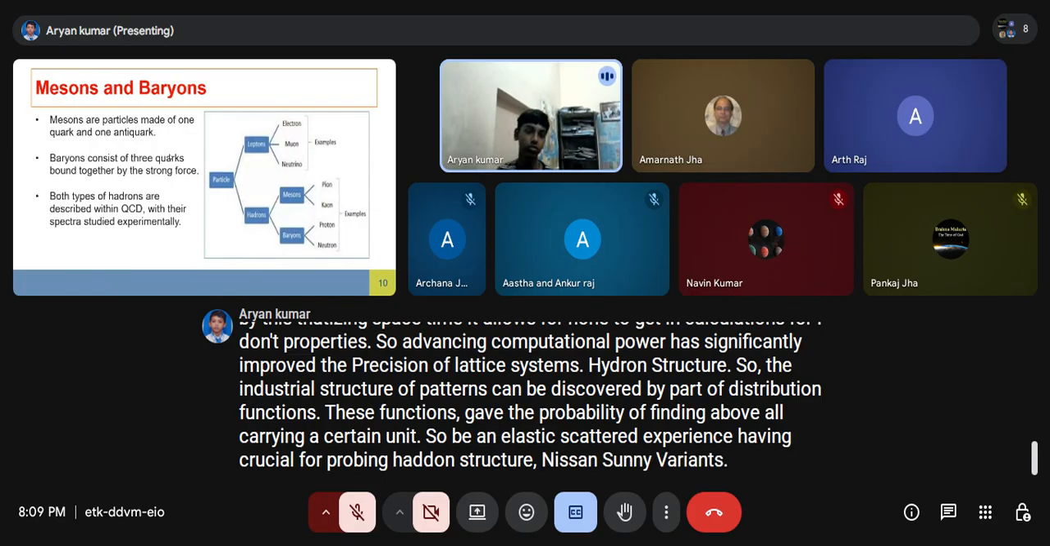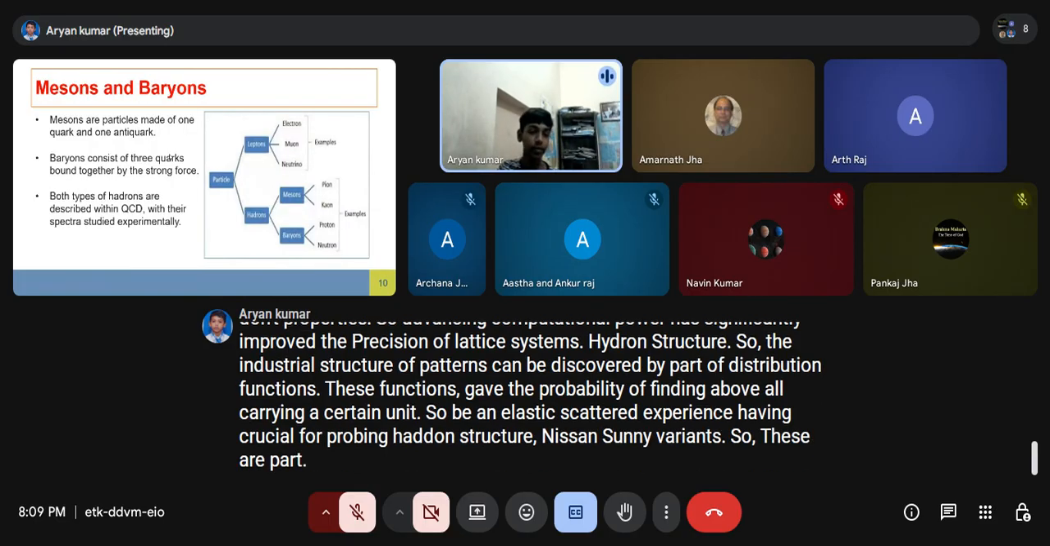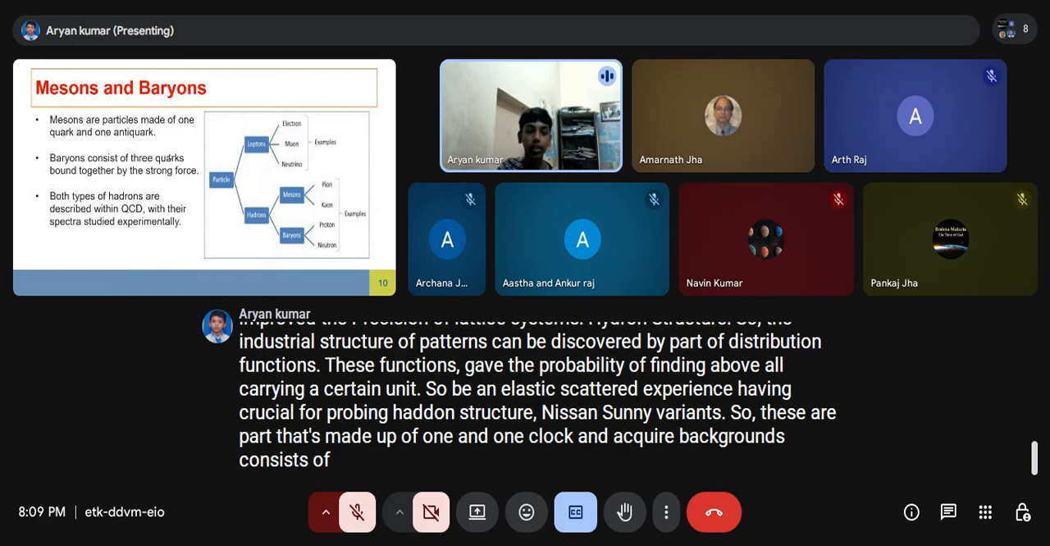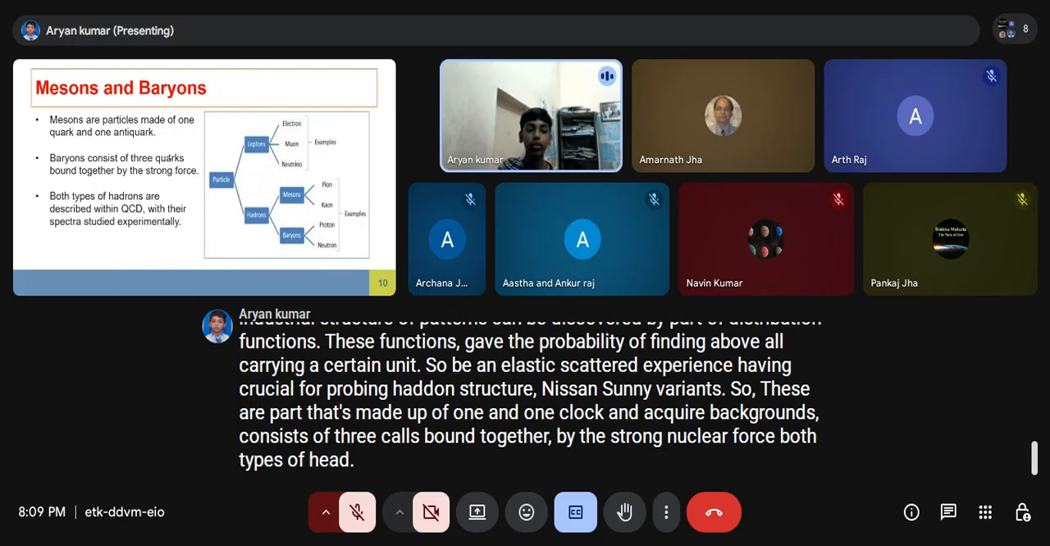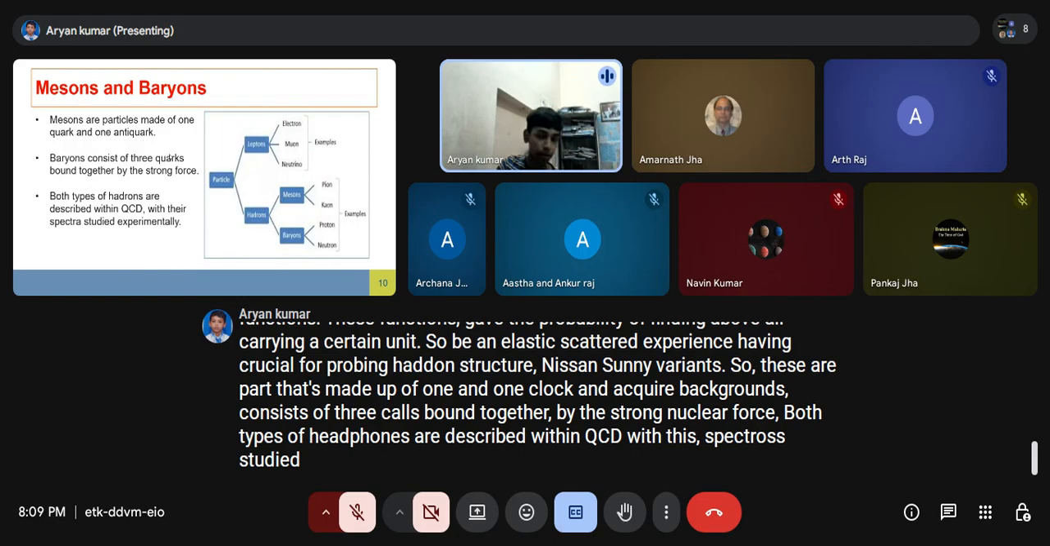Mesons and baryons. These are particles made up of a quark and an anti-quark. Baryons consist of three quarks bound together by the strong nuclear force. Both types of hadrons are described within QCD, with their spectra studied experimentally.